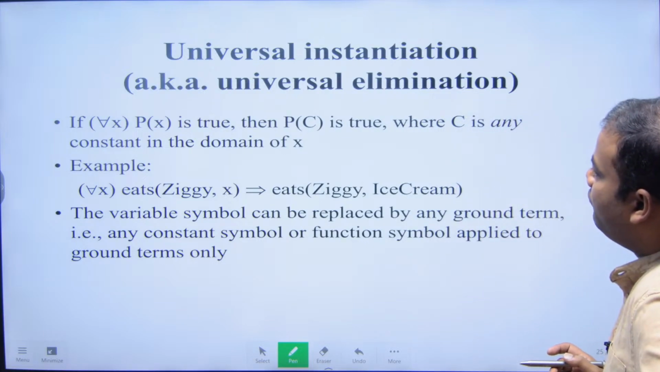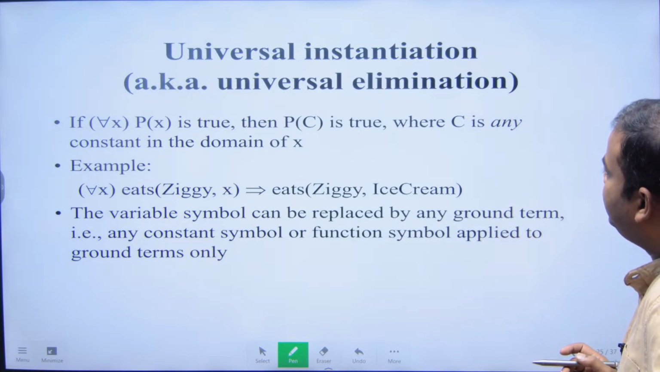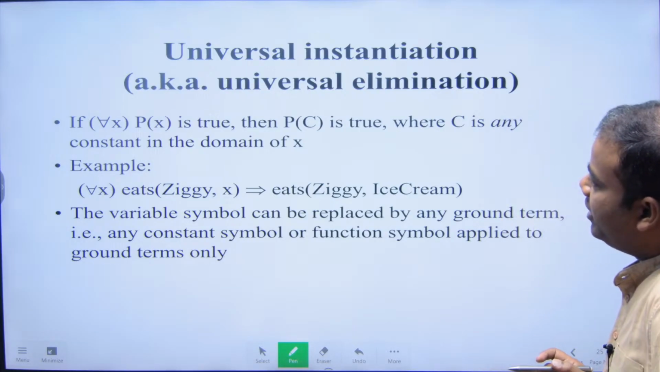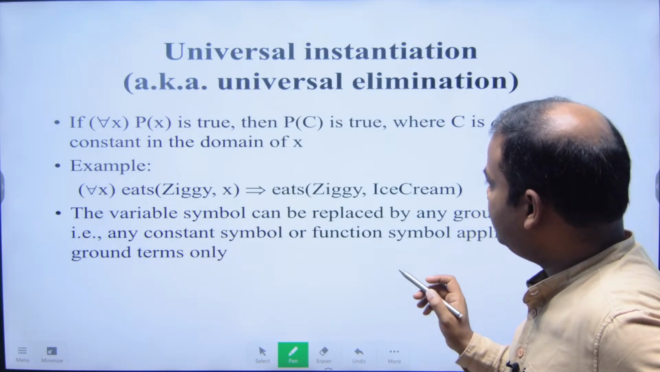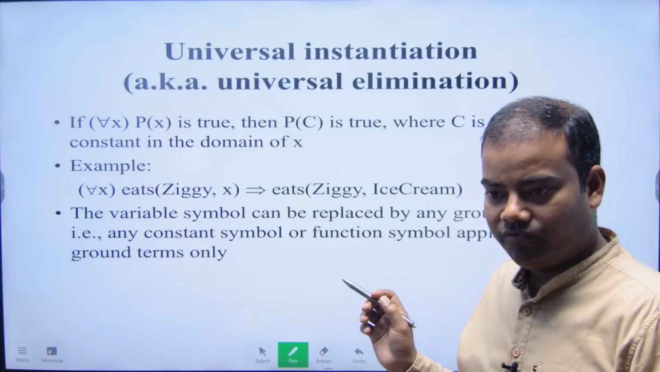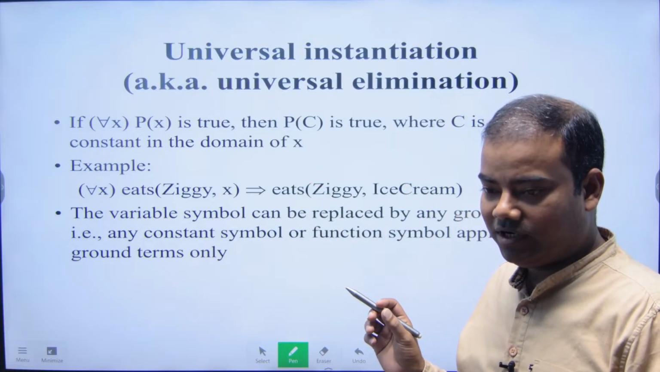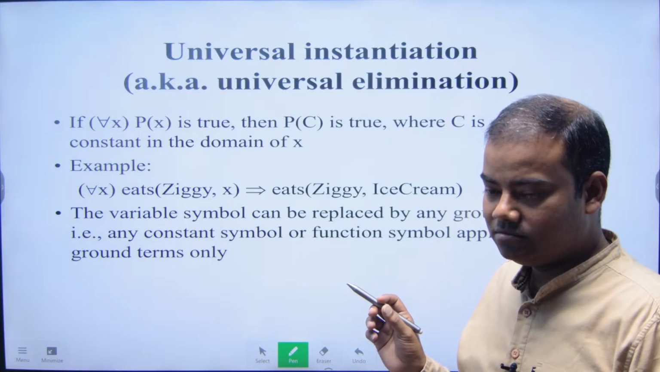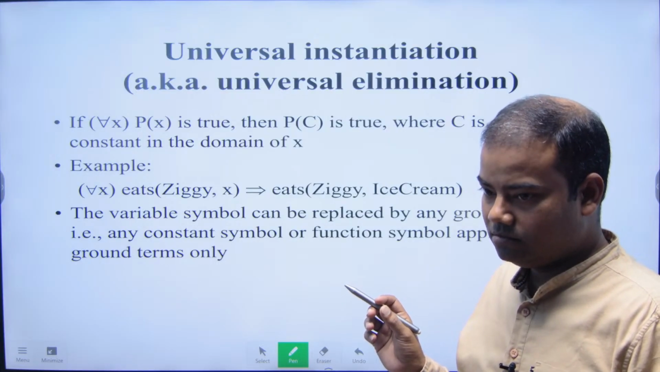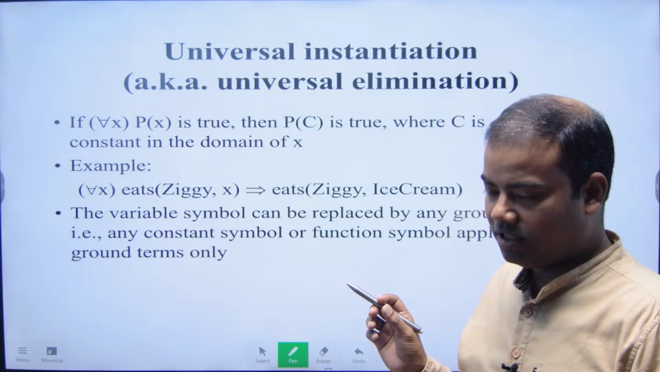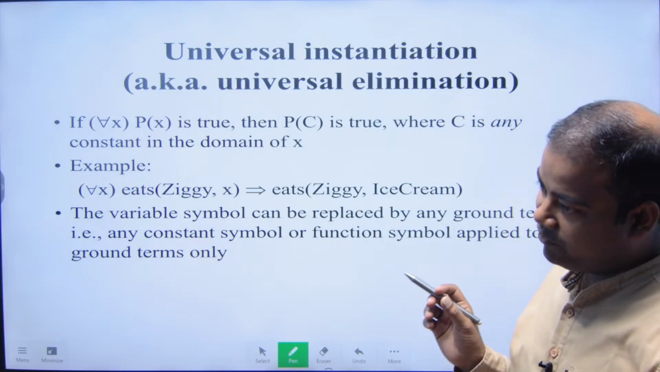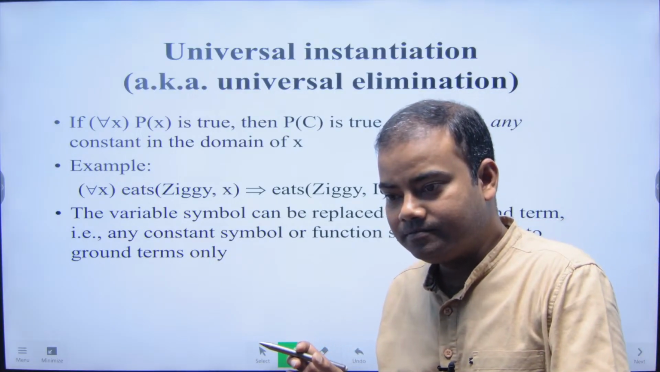Now, if for all x P(x) is true, then P(c) is true, where c is any constant in the domain of x. Right now, do you understand domain and range? What is domain? Like the inputs, the values of x, and range is the output. Correct. You are right. And what is the difference between range and codomain?